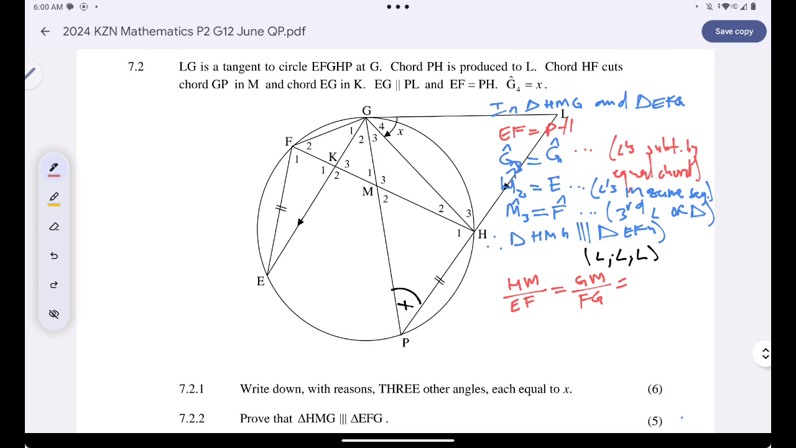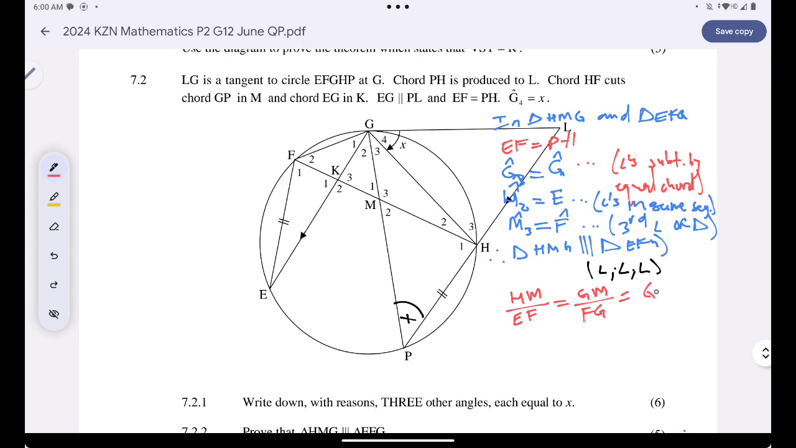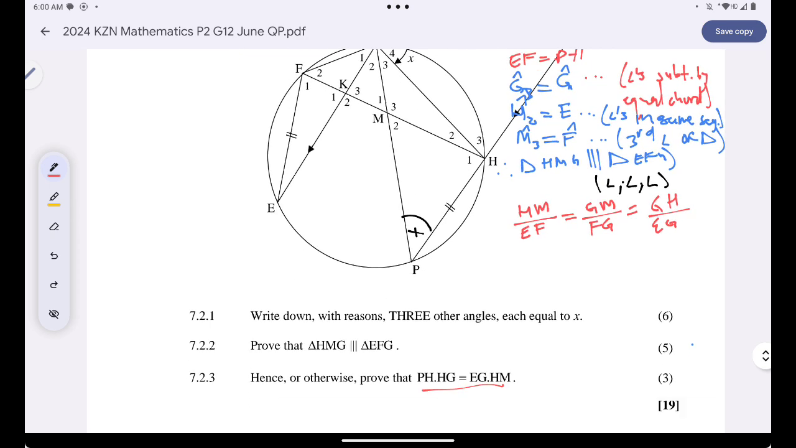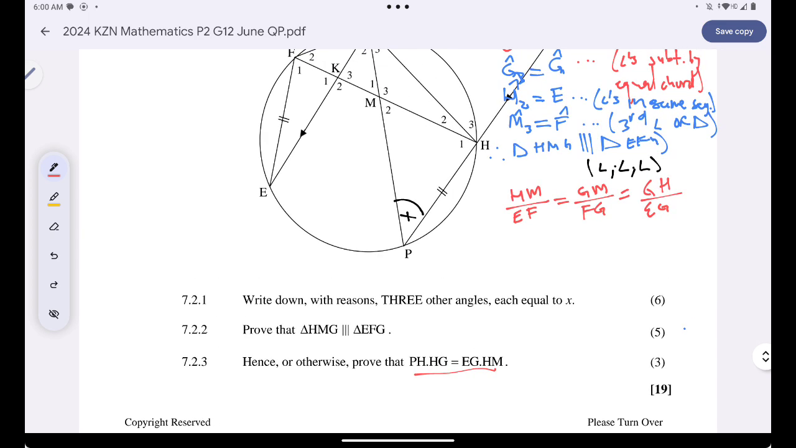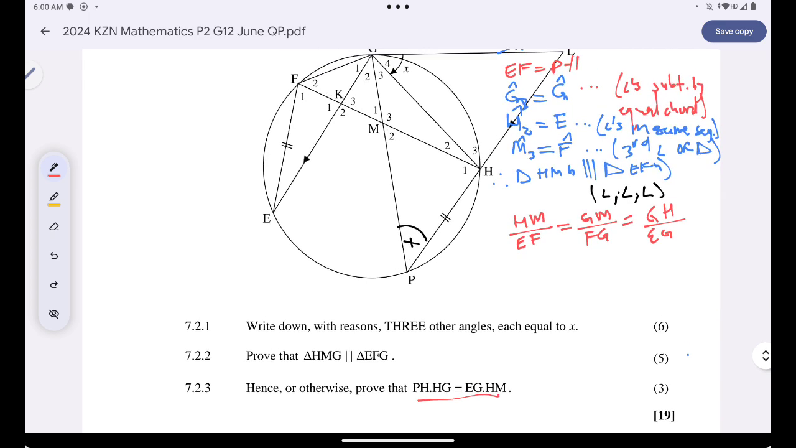Okay, and then we have angle M3 subtended by GH. We have angle F subtended by EG. So what are we supposed to prove? We are supposed to show that PH multiplied by HG is equal to EG times HM.